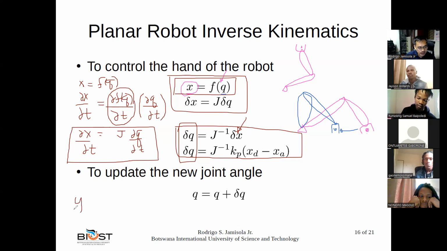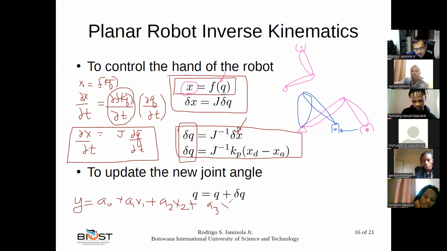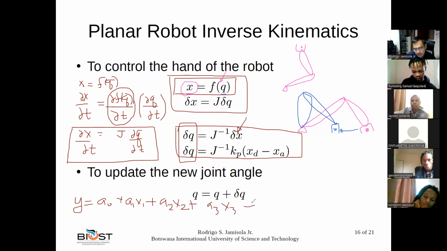Let's say y is equal to a0 plus a1 x1 plus a2 x2 plus a3 x3, like that, and so on. Is this equation linear? Is that linear?